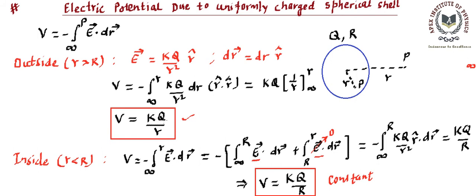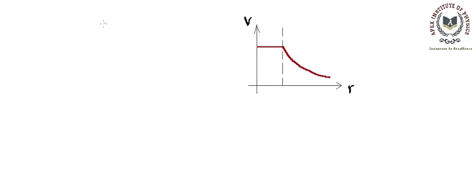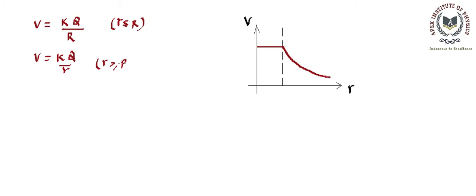The same result we can interpret in graphical representation as well. So let's see how it looks in graphical representation. Let's summarize here the entire result. Electric potential due to a spherical shell, we get V is equal to kQ upon capital R for the inside point when r is less than or equal to capital R, and we get V is equal to kQ upon small r when r is greater than or equal to capital R. So this is for the inside point, this is for the outside point.